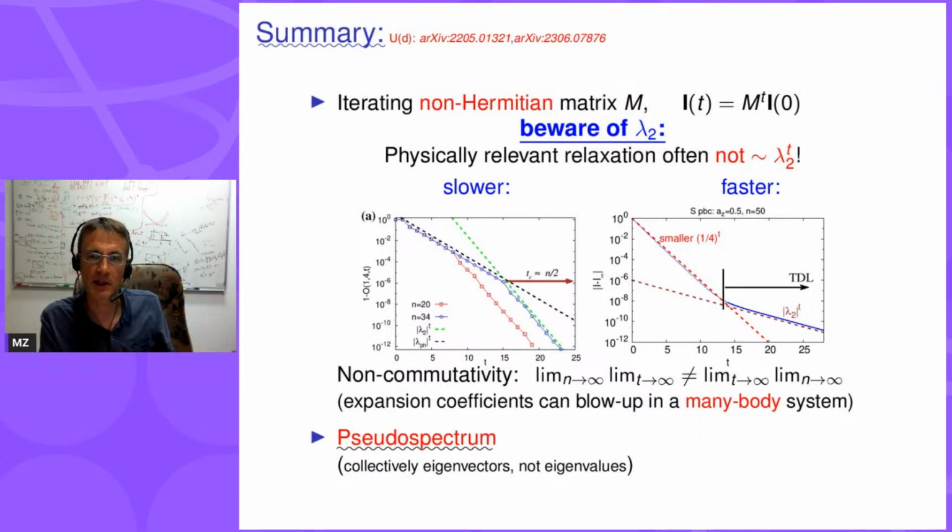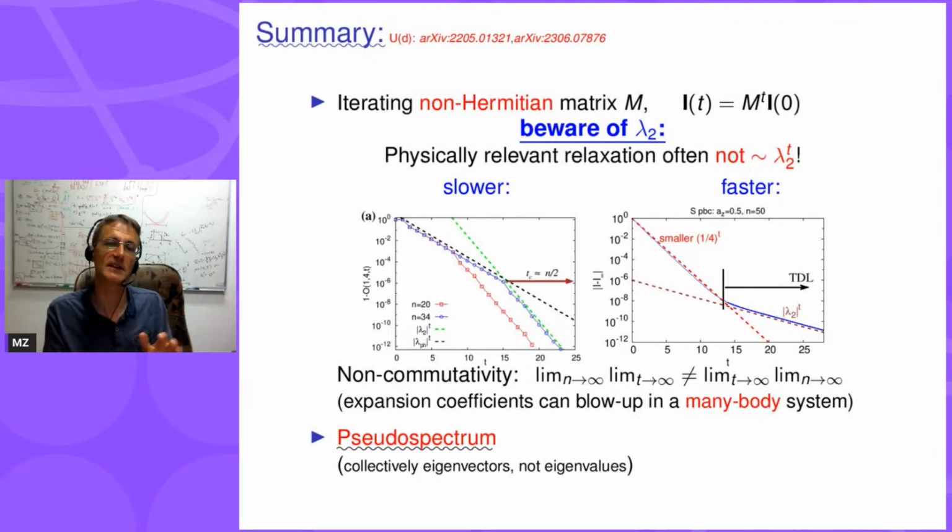I'm just mentioning here 2 papers that deal with this exactly solvable case. You can find also references to some other more numerical works. Take-home message is, if you are dealing with non-Hermitian matrices, beware, be careful about using lambda 2 and the gap to make conclusions about the relaxation rates.